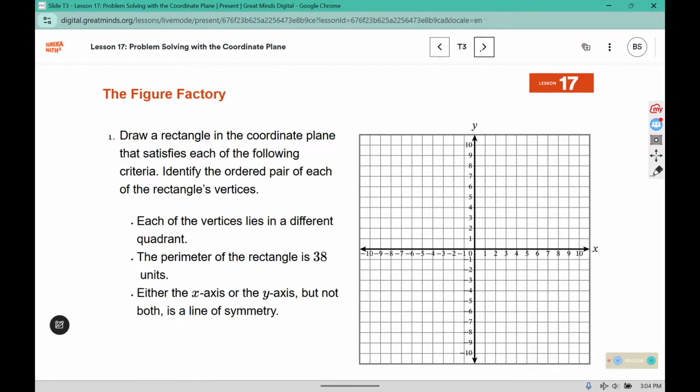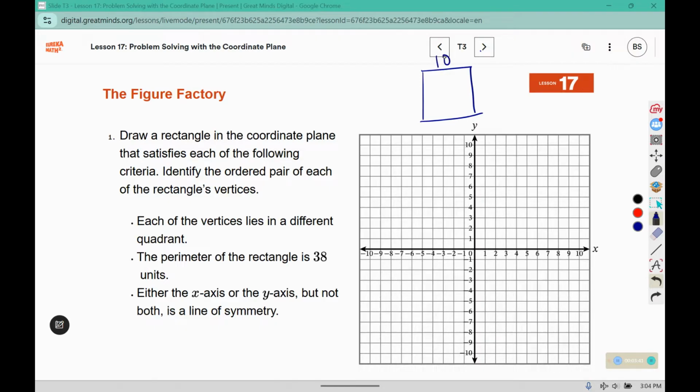Number 1 says draw a rectangle in the coordinate plane that satisfies each of the following criteria. Identify the ordered pair of each of the rectangle's vertices. Remember, those are the corners. First, each of the vertices lies in a different quadrant. The perimeter is 38 units. And either the x or y axis, not both, is a line of symmetry. So let's think of some different values we could get that would give us a rectangle with a perimeter of 38.